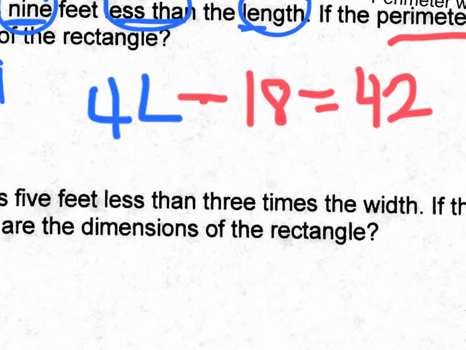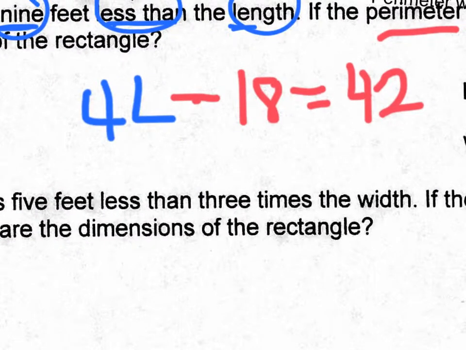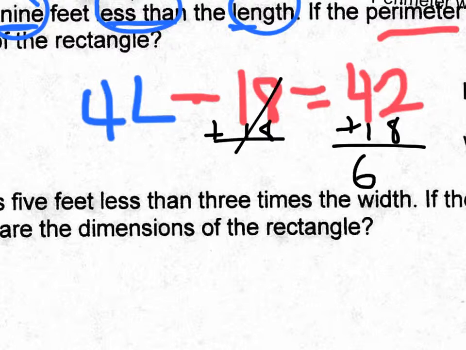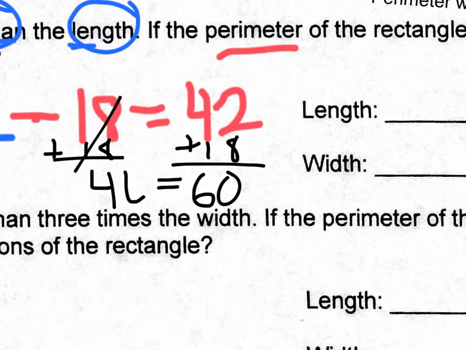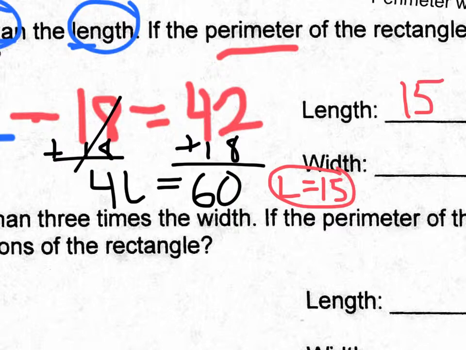Let me zoom in to solve a little bit better. When I solve it, I want to go plus 18, it's going to cancel, plus 18, that's going to be 60, equals 4L. Now how are we going to get rid of that 4? We're going to divide by 4 and divide by 4. If you don't know what 60 divided by 4 is, you could always work it out in long division and get L equals 15. So the length is 15, so you put 15 right there on the length part.